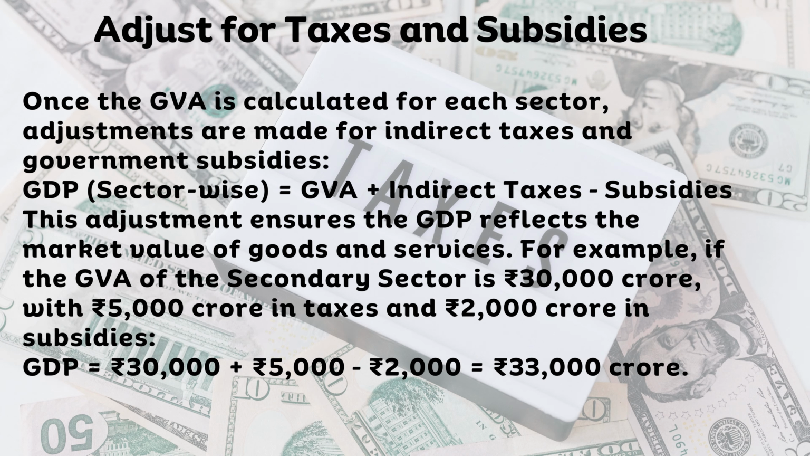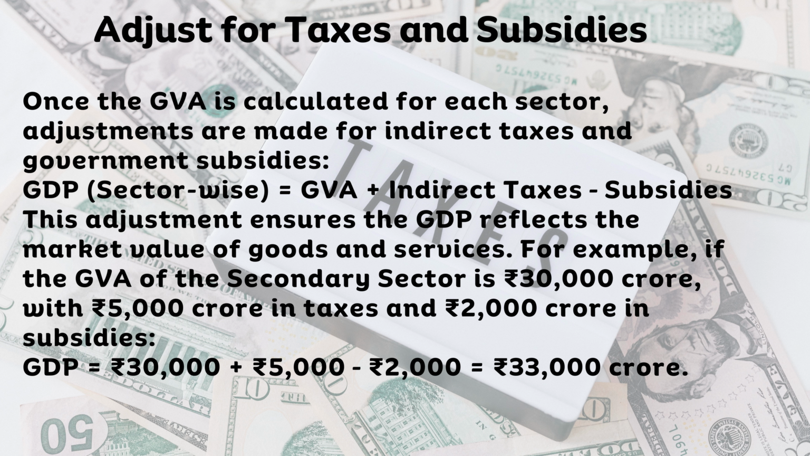Adjust for taxes and subsidies. Once the GVA is calculated for each sector, adjustments are made for indirect taxes and government subsidies. GDP, sector-wise, is equal to GVA plus indirect taxes minus subsidies. This adjustment ensures the GDP reflects the market value of goods and services.